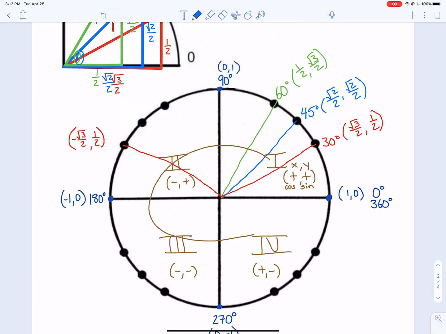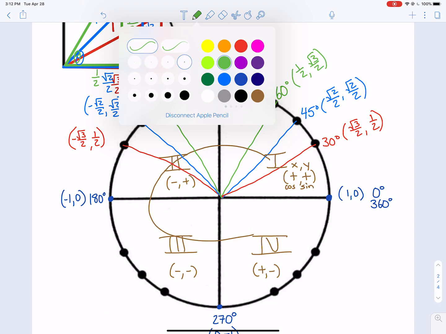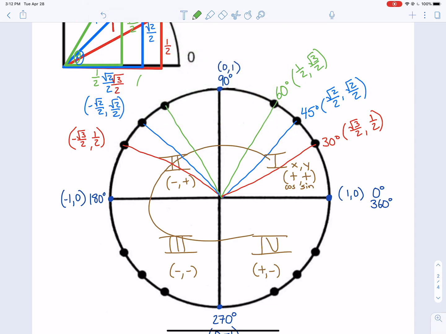All right. The one in the middle is always the blue one. So that would be negative square root of 2 over 2, positive square root of 2 over 2, because we're just changing what quadrant it's located in. And the green one would be the one closest to the other green one. And that would be negative 1/2, positive square root of 3 over 2.